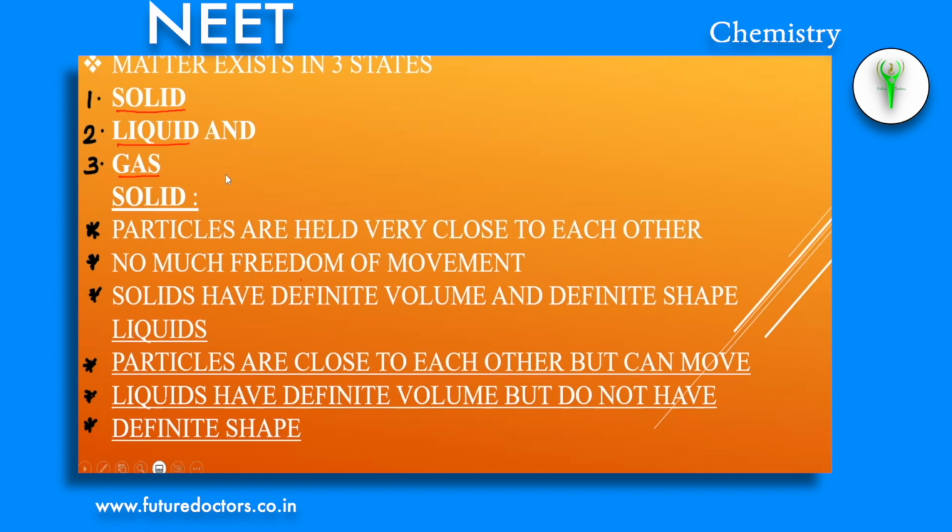We already know that in solids, the particles are very close to each other, and there is not much freedom for the movement of the particles. So solids have definite volume and they have definite shape. The next classification is liquids.